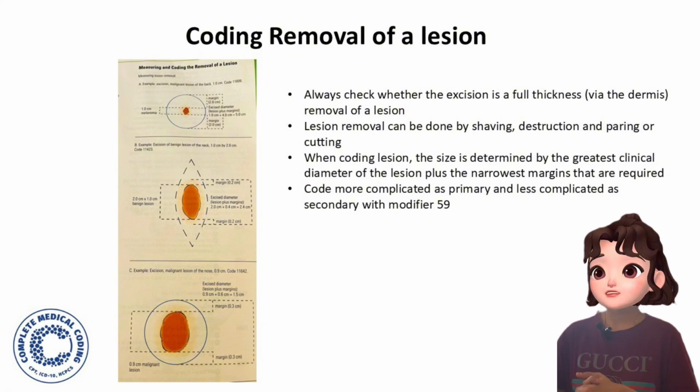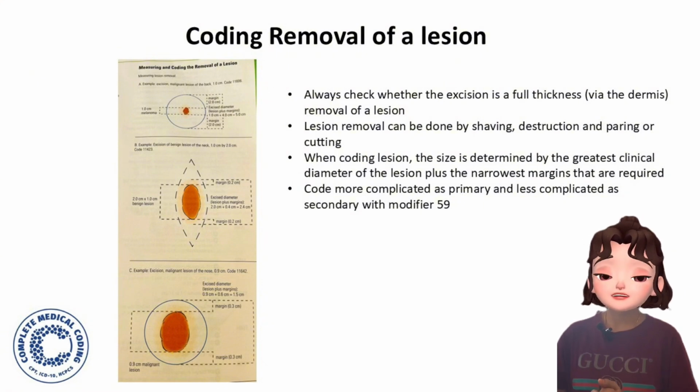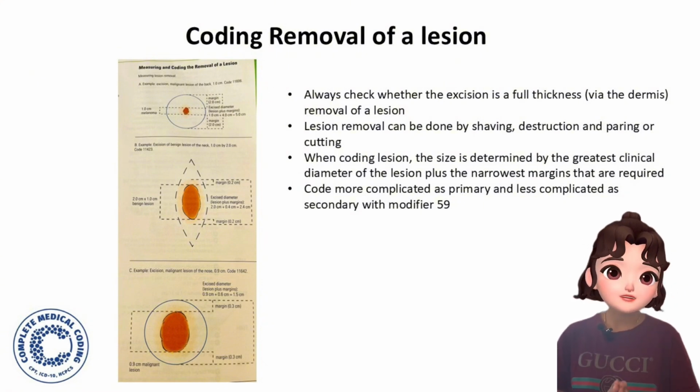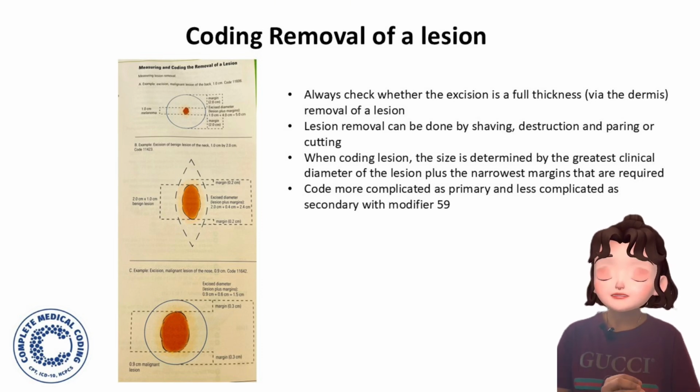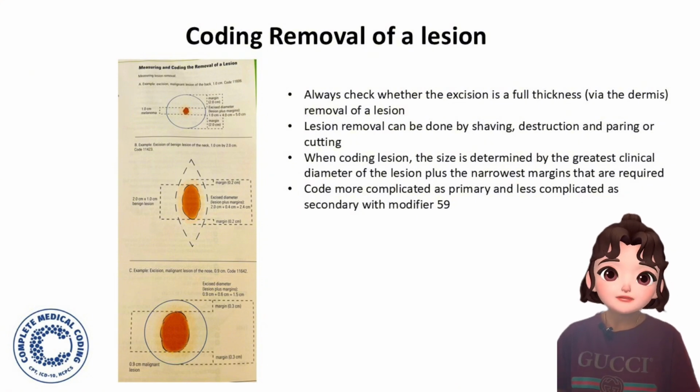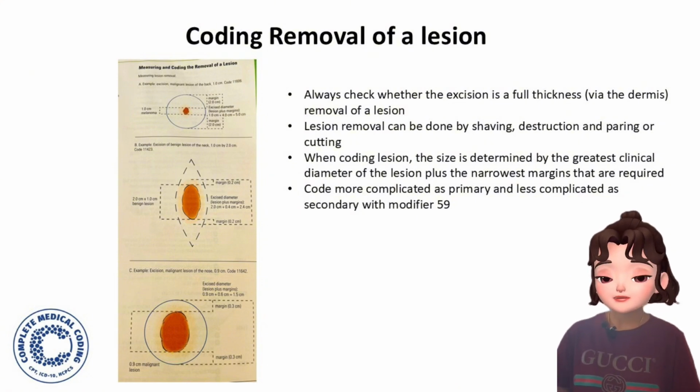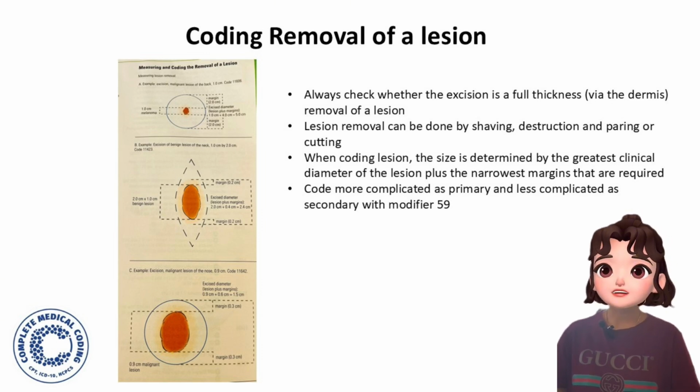Now, code more complicated as primary and less complicated as secondary with modifier 59. You have to always code the more complicated one as the primary. I'm not talking about diagnosis, I'm talking about the CPT. So you have to code the more complicated as the primary CPT code, and then the less complicated as secondary by appending modifier 59, which is a distinct procedural service. So that's how you need to code for the lesion removal.